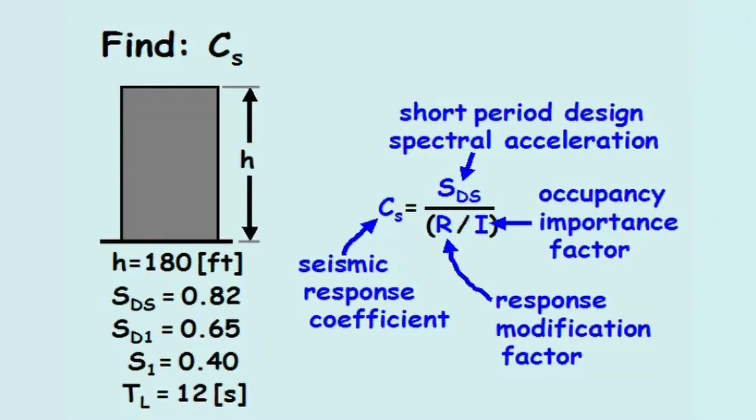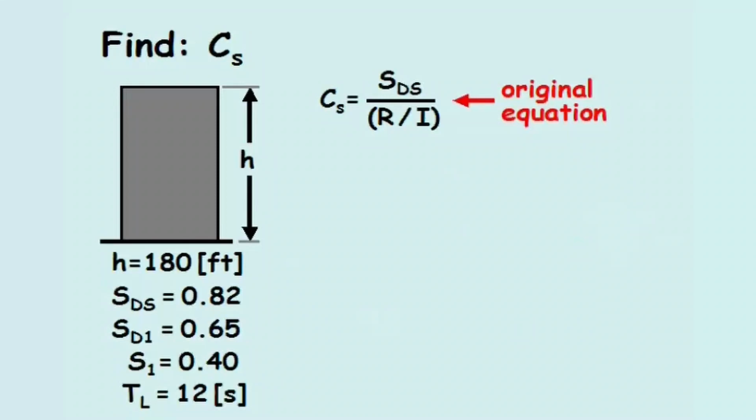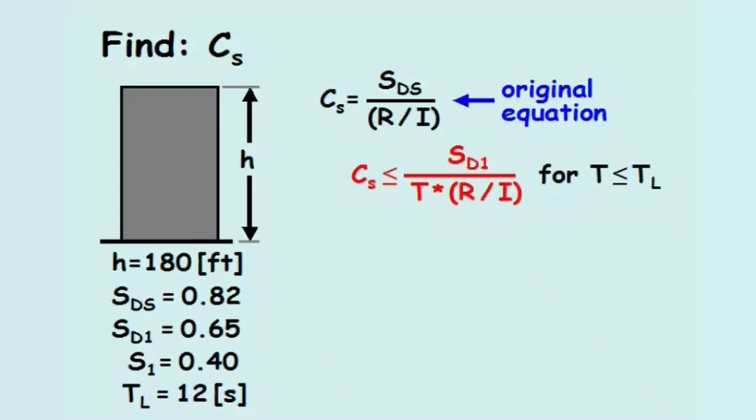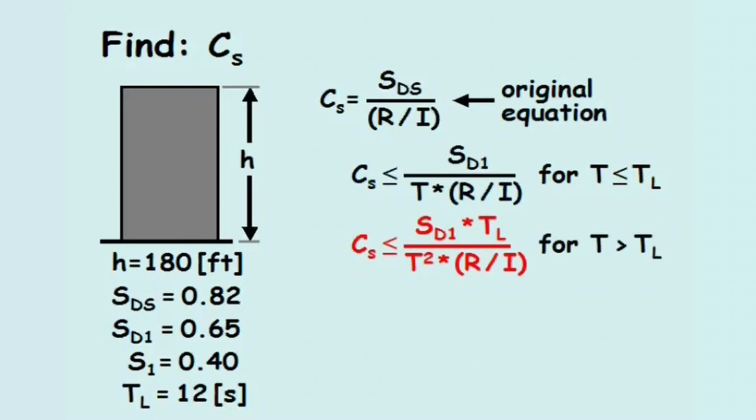If we call this equation the original equation, then the calculated value of C sub s cannot exceed SD1 divided by T times R divided by I, when the fundamental period of the system is at most the long period for the region. And C sub s cannot exceed SD1 times TL, all divided by T squared times R divided by I, when the fundamental period of the system is longer than the long period for the region.